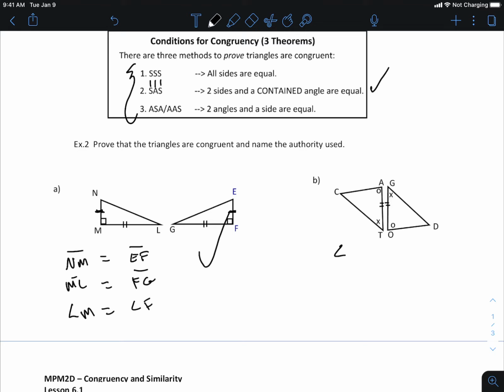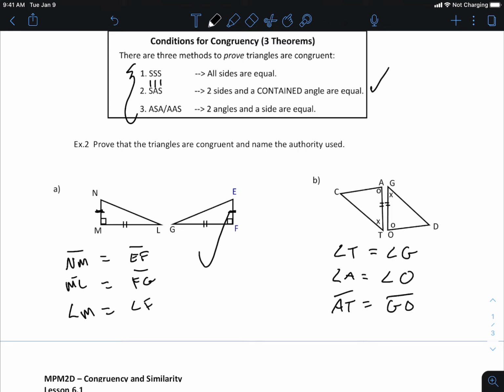It looks like angle T is equal to angle G. Right? And then angle A is equal to angle O. And then it looks like, oh, we've got a shared, or the same, side length too. Side length AT is equal to side length GO.